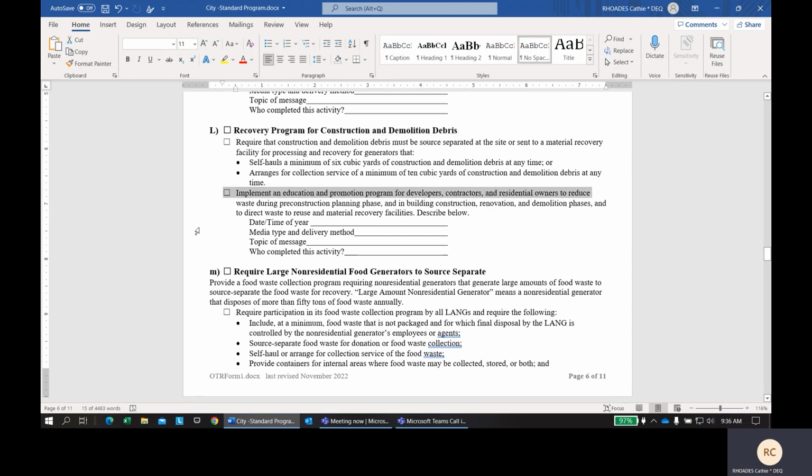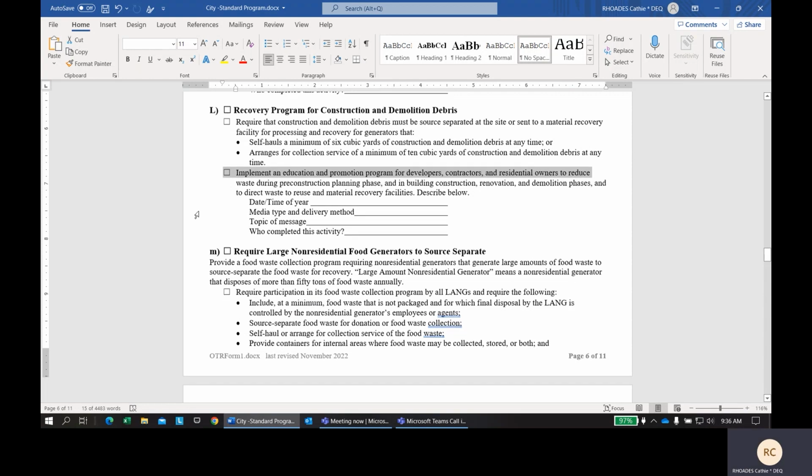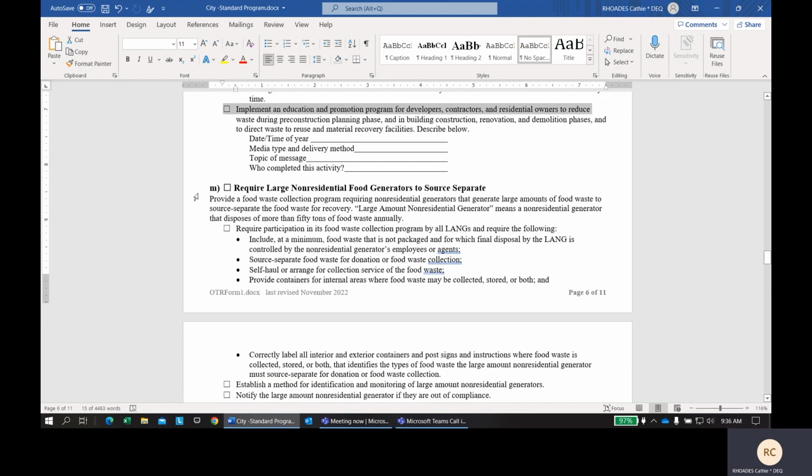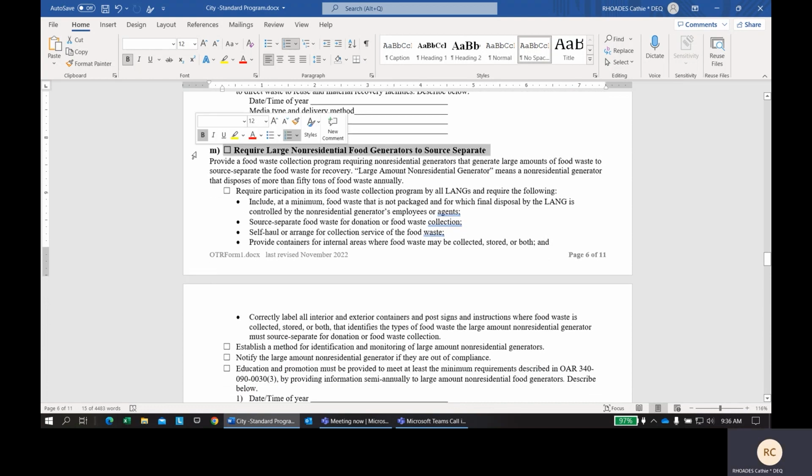You are required to implement a promotion program for developers, contractors, and residential owners to reduce waste during the pre-construction planning phase and building construction, renovation, and the demolition phase, and to direct waste to reuse and material facilities. You must do this at least once a year. We've provided a space for you to tell us how you're doing that. And lastly, program element M.